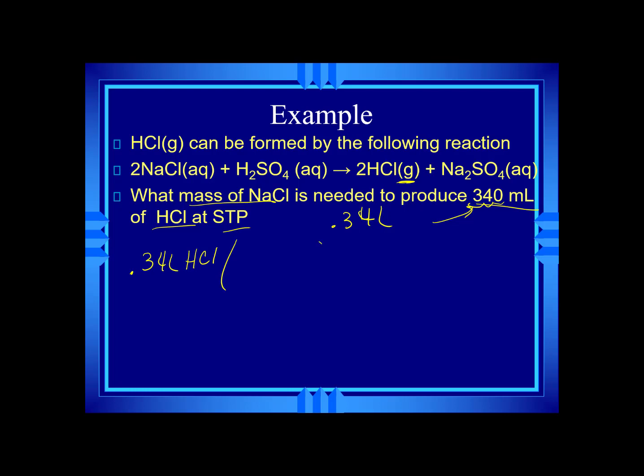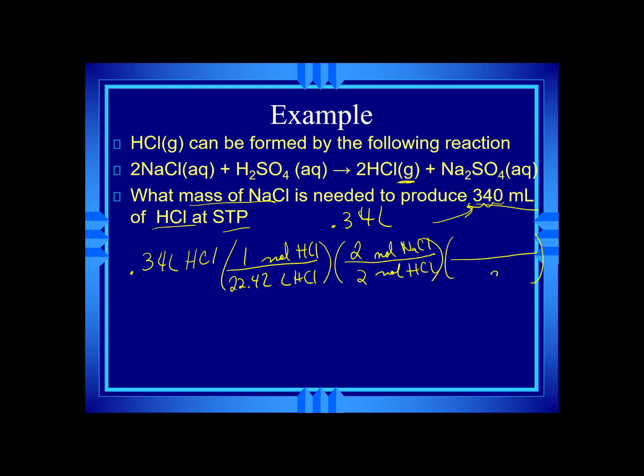And we've done lots of problems like this. You get rid of liters of HCl. You can go straight to moles of HCl because it's at STP, and 1 mole is 22.4 liters. Then you can do the stoichiometry part. Get rid of moles of HCl and change it into the chemical they asked about, which is moles of NaCl. In my balanced equation, that's a 2 and a 2. And then turn moles of NaCl into grams of NaCl.